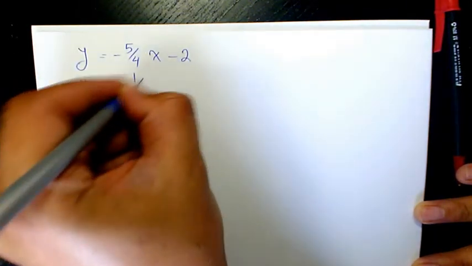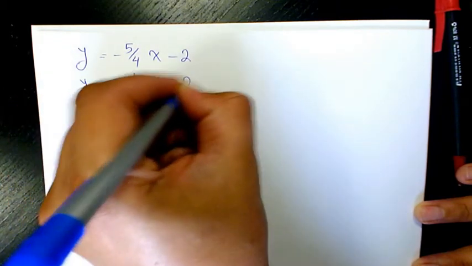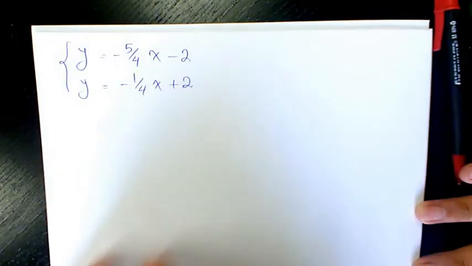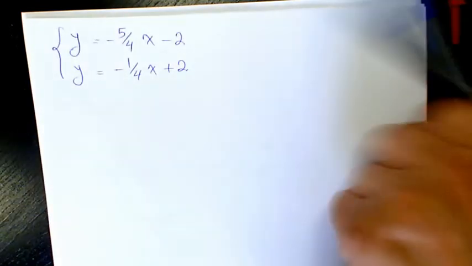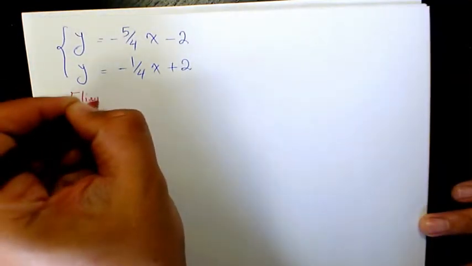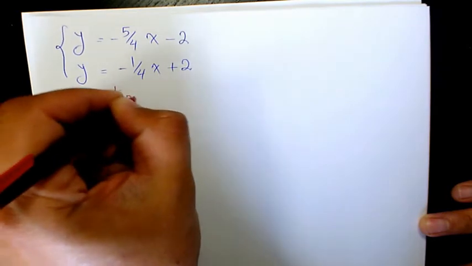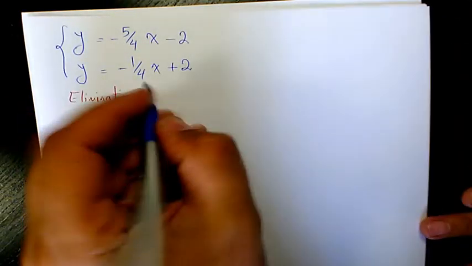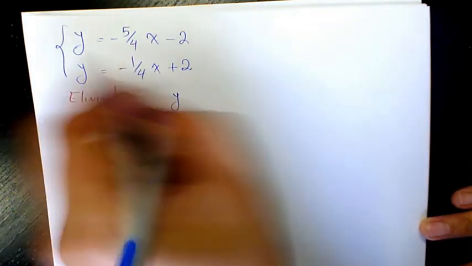Next example. It says y equals negative 5 over 4x minus 2. y equals negative 1 over 4x plus 2. How can we do that? Let's use elimination method. So what I can do, I'm going to move this one to the other side.